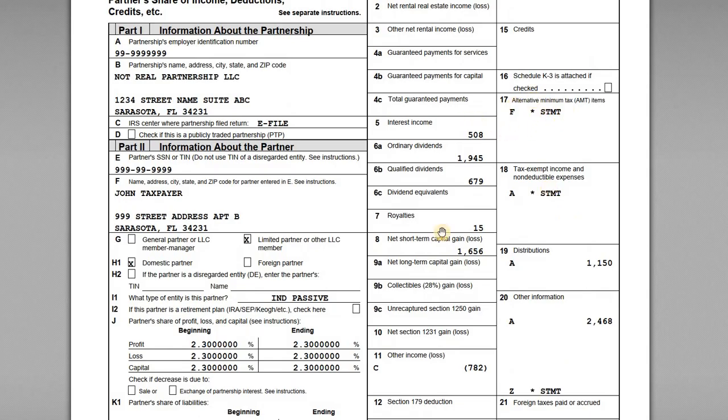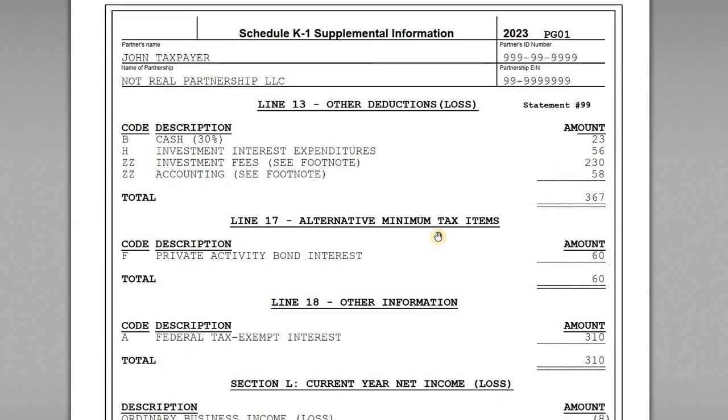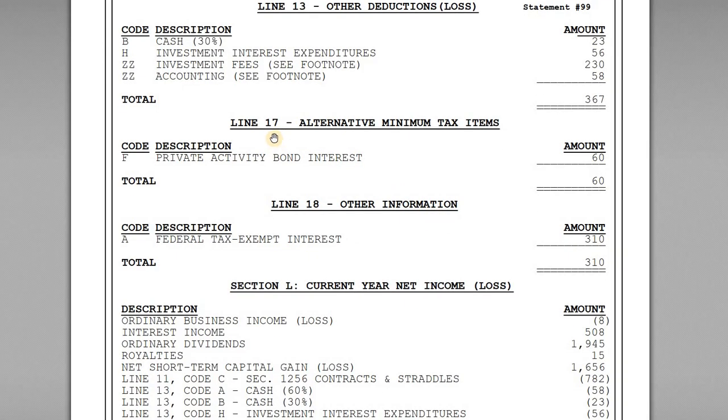Now, line 17F, we have an AMT item. So if we go look at the details there, we have line 17, AMT, and we see here, code F, we have private activity bond interest. So the private activity bond interest is a part of tax-exempt interest. So if you have municipals that are engaged in private activities and a component is private activity bond interest, it's still exempt from federal income taxes, but you're going to have an AMT adjustment. So we have the total tax-exempt interest is $310, and the K-1 is telling us that $60 of that $310 is private activity bond interest.